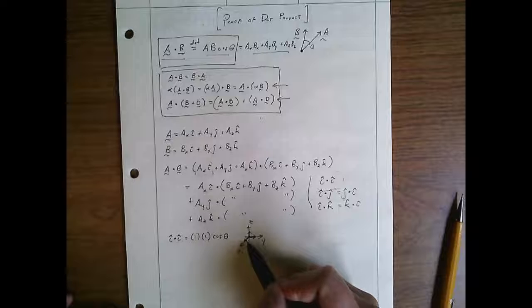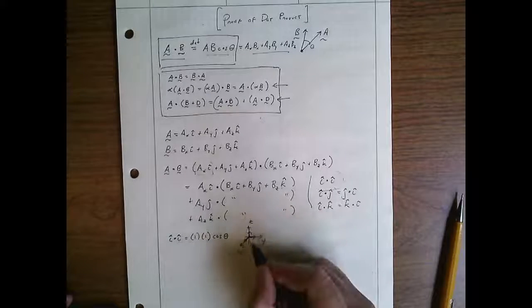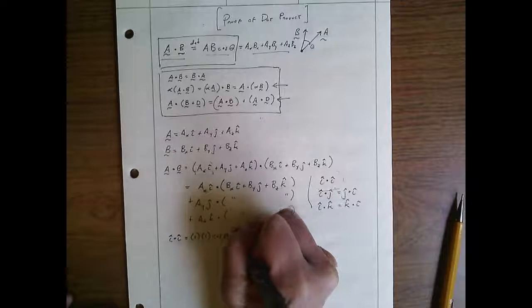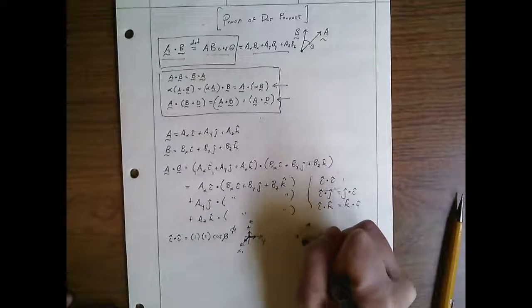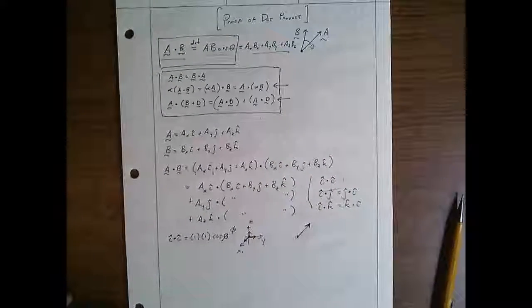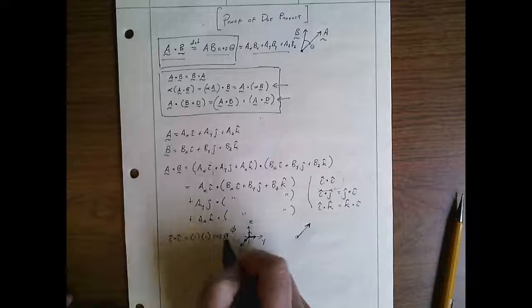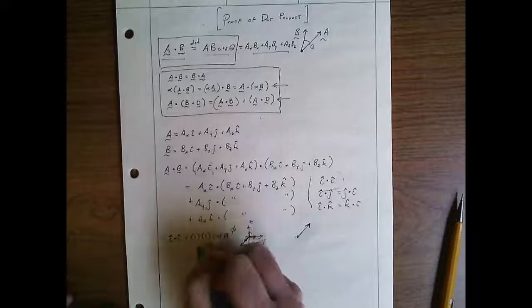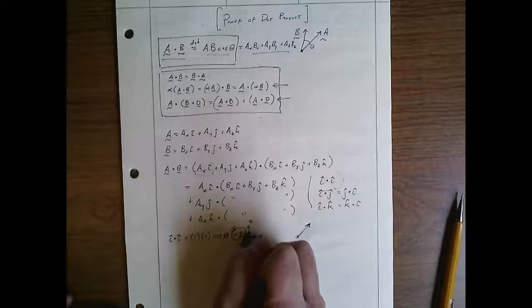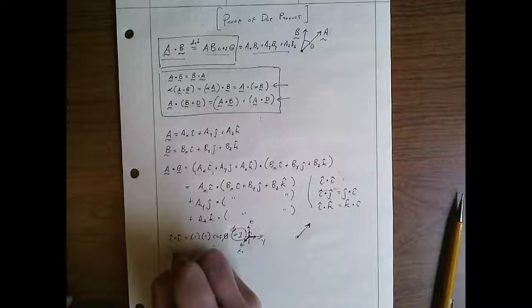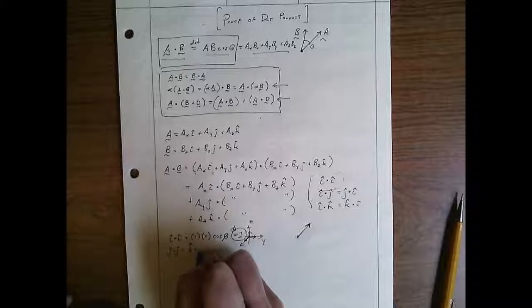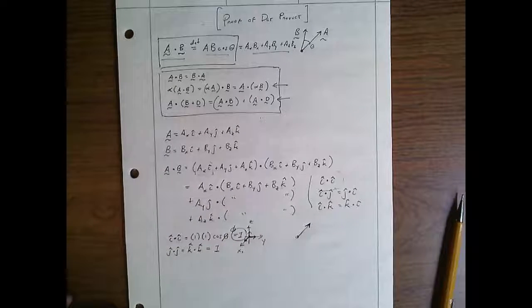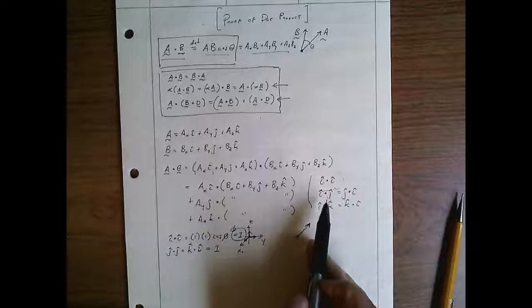So I dot I, it's the same vector. This angle is going to be 0. What's the angle between a vector and itself? The angle is 0. So cosine 0 is 1, and I get I dot I is equal to 1. This is going to be the same for J dot J and for K dot K. All of these are equal to 1. So anytime you're dotting a vector with itself, it's equal to 1.